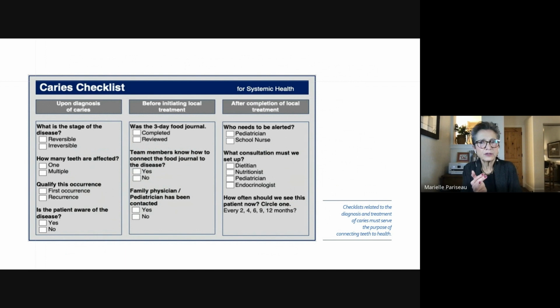Has the pediatrician been contacted? The school nurse, she needs to know about that. And what other consultations do we need to have? And finally, at what interval are we going to see this patient? 2, 4, 6, 9, 12 months. This is no longer a cookie-cutter approach where we see everybody every 6 months. Little Tommy, who just had 5 fillings, is at high risk of recurrence. We need to make sure he gets seen at the appropriate interval.